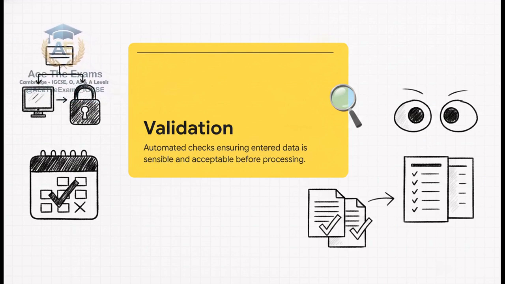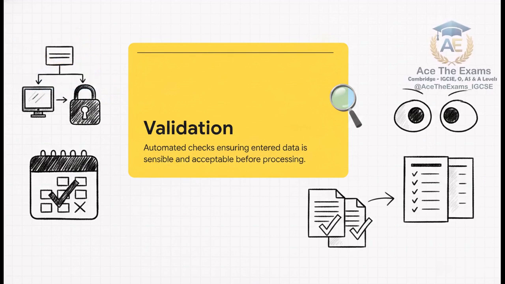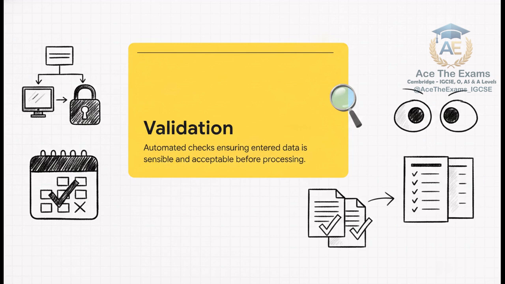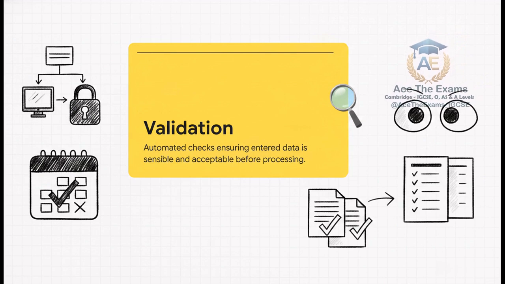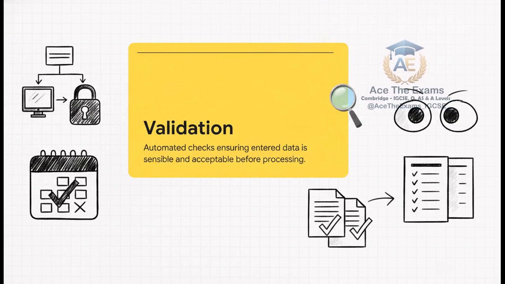Let's look at the big two: validation and verification. I know, they sound similar, they both start with V, they both relate to data checking, but mixing them up in an extended response is a fatal error that examiners see constantly. Think of validation as a strict bouncer at the door of your database. It is an automated, computerized check to ensure that the data being entered is reasonable, sensible, and within acceptable boundaries before it is even allowed to be processed.